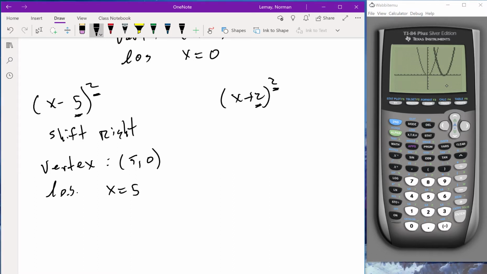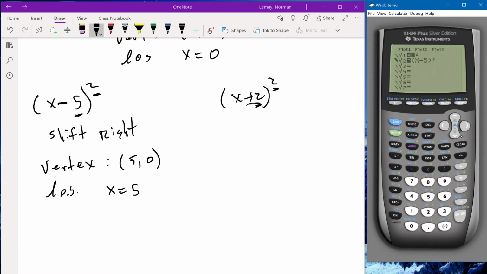Well, if subtracting 5 shifted to the right, you may have thought, well, wow, that's kind of interesting. But notice if I put the number 5 in here, 5 minus 5 is 0, and 0 squared is 0. So it will always shift this to the right. So if subtracting 5 shifts to the right, what do you think this plus 2 is going to do? Well, let's take a look. So let me come over here, and let's just change this now to plus 2.